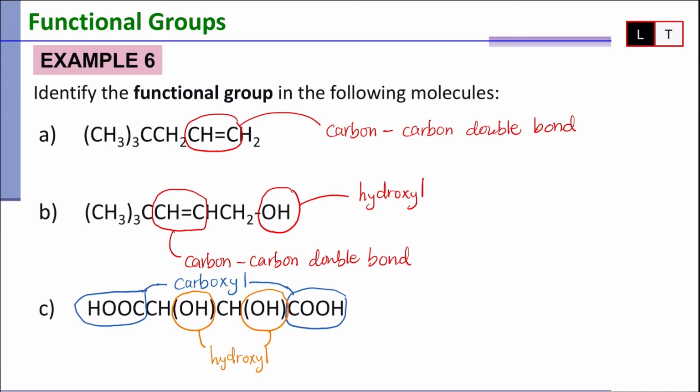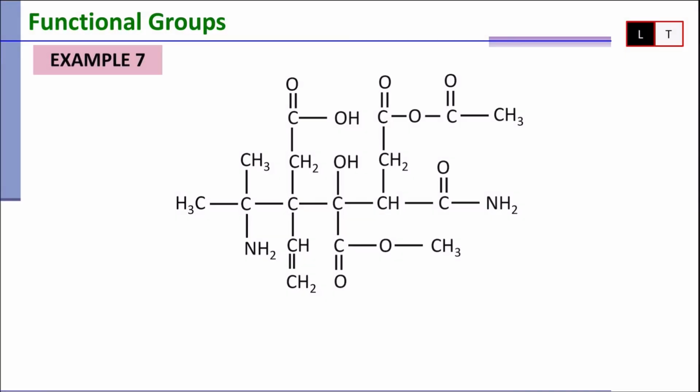Kalau awak tak nampak dengan jelas functional group, awak boleh expand the structure. Okay, expand the structure di mana syarat awak expand the structure, carbon atom awak mesti ada 4 bonds. Okay, kena ada 4 bonds. So itu yang awak kena buat kalau awak tak nampak functional group. Expand saja structure tu. Okay, next one. Kita ada example 7. So example 7, dekat dalam case ini, kalau awak nampak, we got quite complex structure.